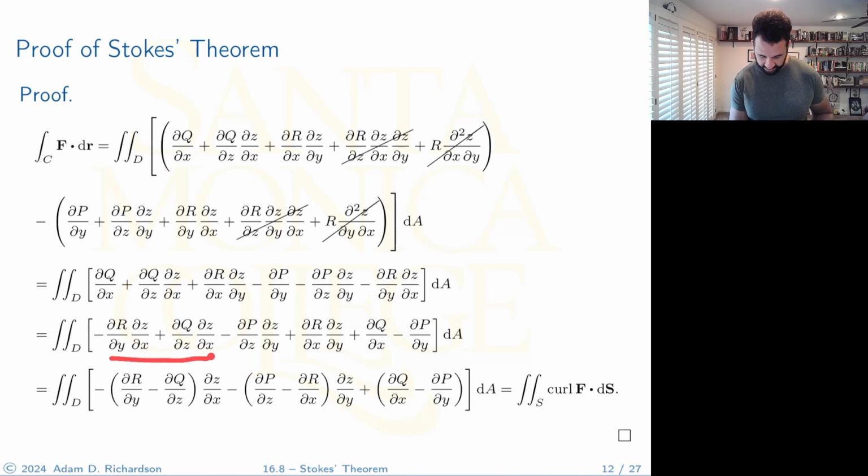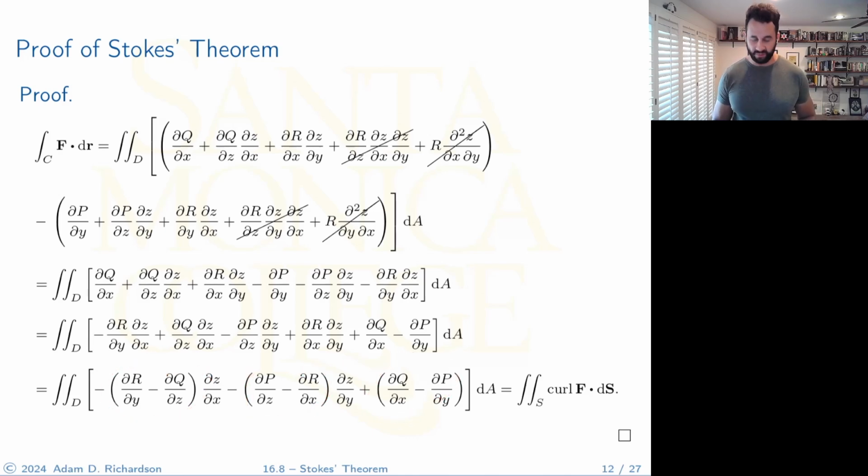So for example, from these two terms, I can factor out partial z partial x. From these, I can factor out partial z partial y. And then this one just stays the way it is, like so. All right. But if you look very closely at this, this is the curl of f. So this is the curl of f right here.